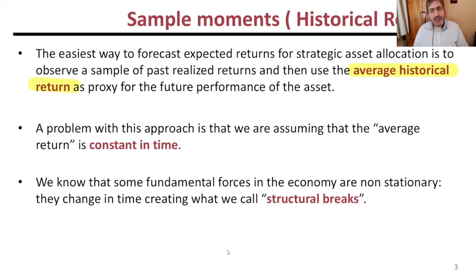Because historical average is based on the idea that the past can tell you something about the future, and specifically that the average return is constant in time. People say, I know that returns fluctuate. Some years the stock market gets a higher return, some years a lower return, but over, let's say, 10 years, the average return is constant. So the average long-term return from the 60s, the 70s, the 80s is the same as today and is the same as the next 10 to 20 years.